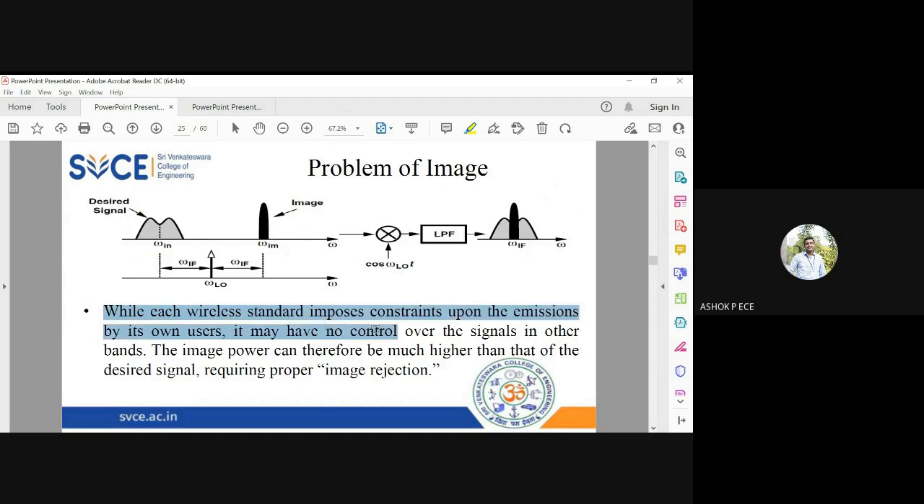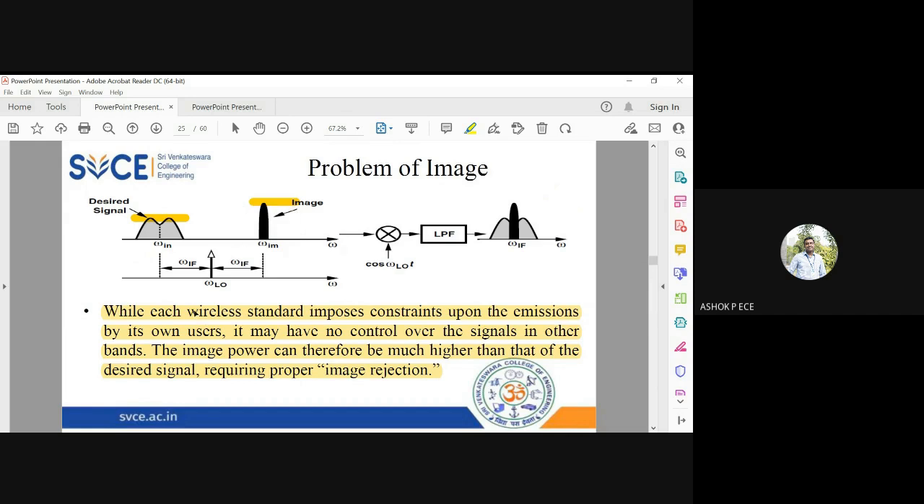So you have Bluetooth, you have Wi-Fi, you have WiMAX. All the wireless standards use their own techniques to suppress the image. The image power will always be higher than the desired signal. You can see the magnitude: image power is very high compared to the desired signal because it is noise, right? So when you mix this noise with your desired signal, it will try to dominate. So we have to have proper image rejection algorithms or circuits inside the receiver to combat the high-power dominant nature of your image.